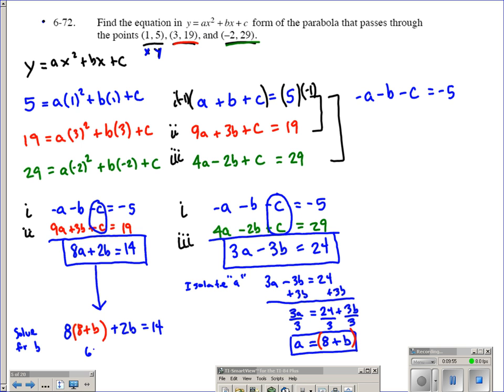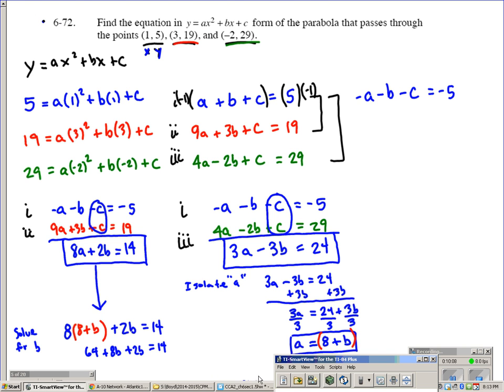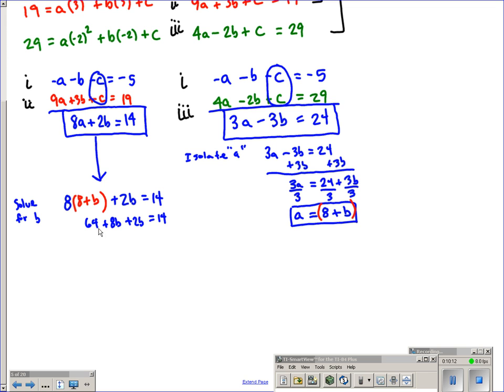So 8 times 8 is 64. 8 times b is 8b plus 2b equals 14. Looks like I might need a little bit more room here, so let's scroll down a little bit. Combine your like terms. You've got 64 plus 10b equals 14. Subtract 64 from each side. And we get 10b equals negative 50. Divide by 10 on each side, and you get b equals negative 5. So we've solved for b. It is negative 5.